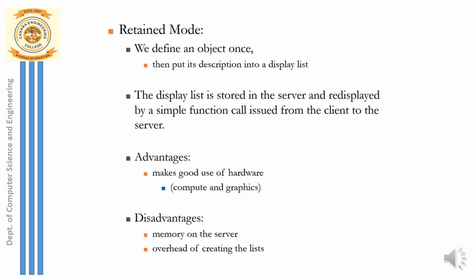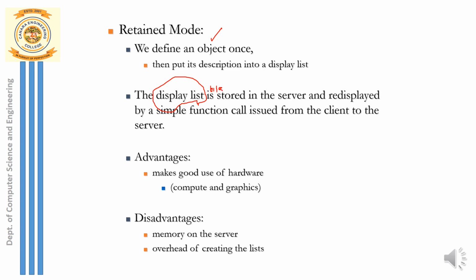Now the next mode, that is the retained mode. So what is retained mode? Here we will retain the things. Rather than directly sending the contents to the display, I will store that content. I'll have a backup of that content in the form of a display list. So what is a display list? It is nothing but a small file, like I already said, and that file will contain only the primitive information.